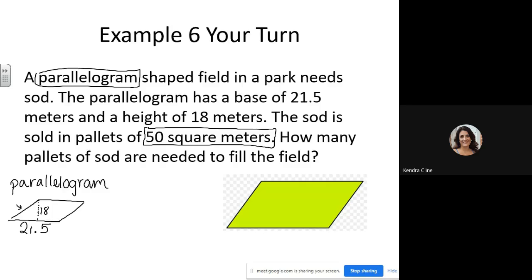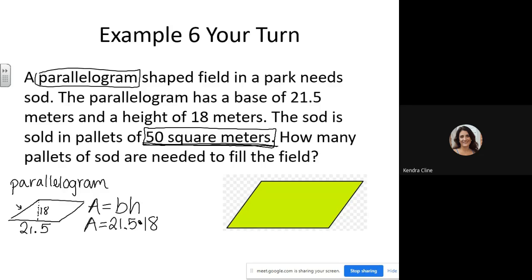How many pallets of sod are needed to fill the field? Well, let's figure out what the area of this field is. So the area of a parallelogram equals base times height. We're going to write the formula. Again, I get that from a formula cheat sheet. I do not know the area of the field. This is not the area. This is just what the sod is sold in, how they sell it at the store. So I'm going to bring down A equals base 21.5 times 18.